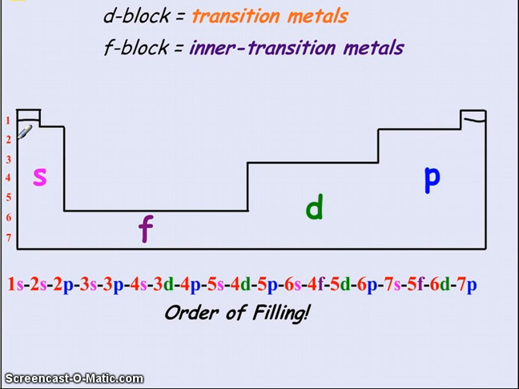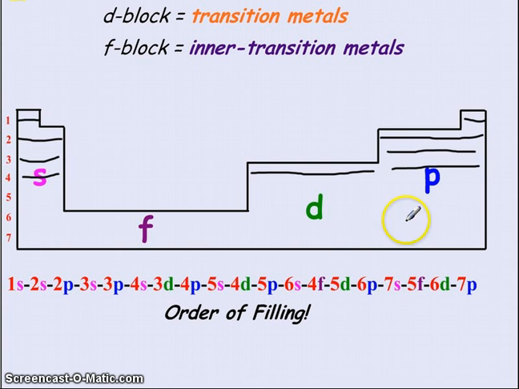Next up is the 2s sublevel, followed by 2p, and then 3s, 3p, 4s, and then here's where we start seeing some overlap. So we do hit the D block next, but that is actually 3d, and then we go back to 4p. And again, I'm just following this order of filling down here. So next up is 5s, and then back to 4d, 5p, 6s, and then here we hit the first F.